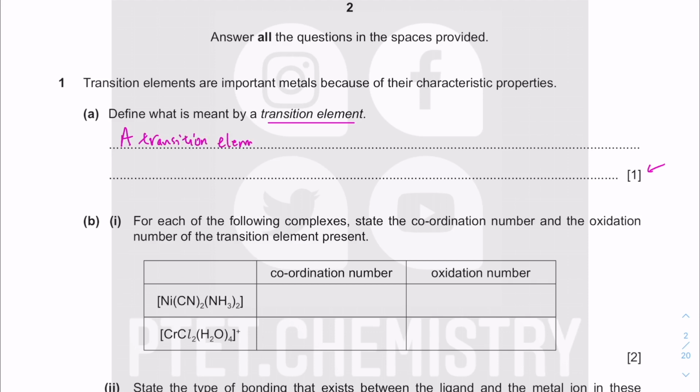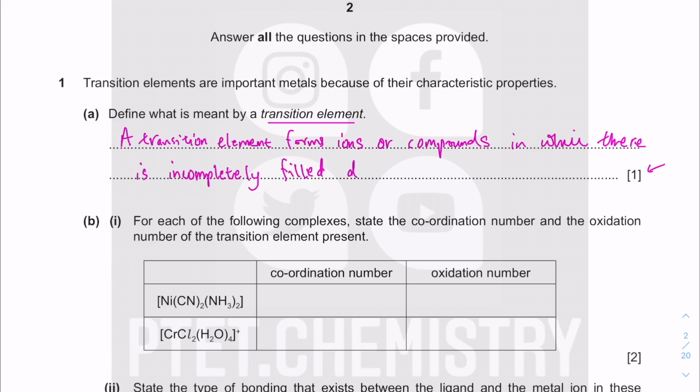So we know that a transition element forms ions or compounds. In fact, the compounds will contain the transition metal ions, in which the electronic configuration shows an incompletely filled d subshell. So the subshell is being filled with electrons. If the electrons do not completely fill the d subshell, that means it's an incompletely filled d subshell, you can consider that a transition element.